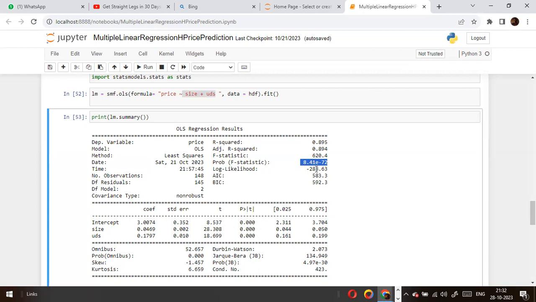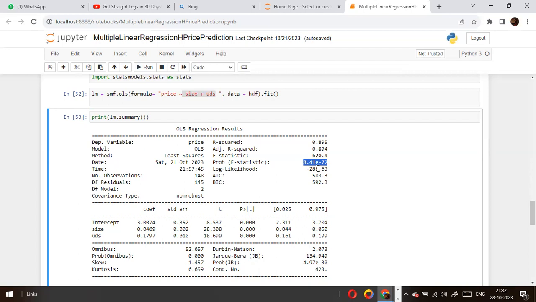First of all, this P value is nothing but the probability of the F statistic. The E minus 72 means you need to prefix the decimal point with 71 zeros before it, which is closer to 0. It's nothing but 0. Hence, the P value is less than alpha. Alpha is 0.05. Since the p-value is less than alpha, we are going to reject the null hypothesis.